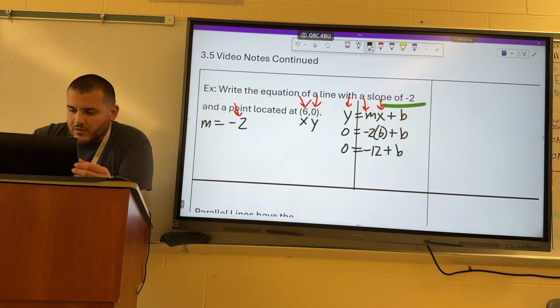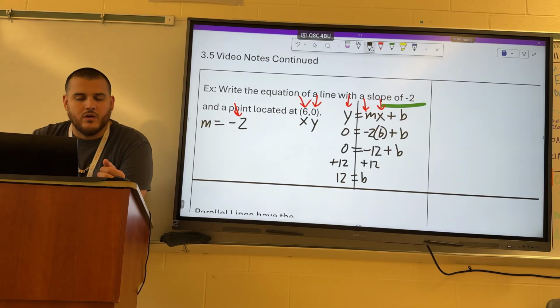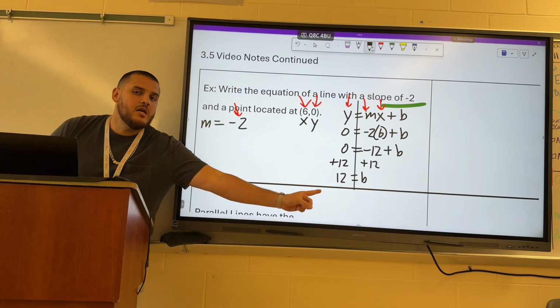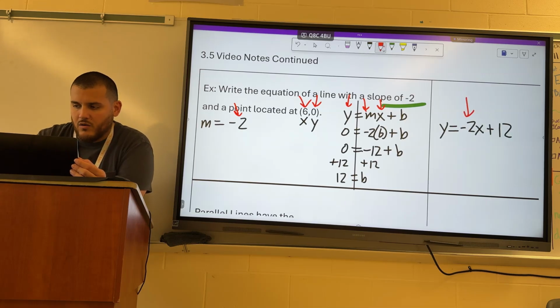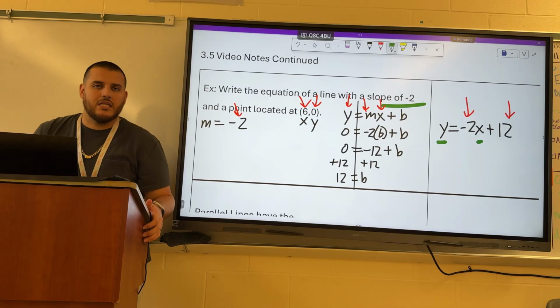Now I can get b alone by adding 12 to both sides of the equal sign, and I get a y-intercept of 12. So slope's negative 2, y-intercept is 12. The equation would then be y equals negative 2x plus 12. Remember, we have slope here, y-intercept here. The y and the x stay constants when we write the equation of a line.